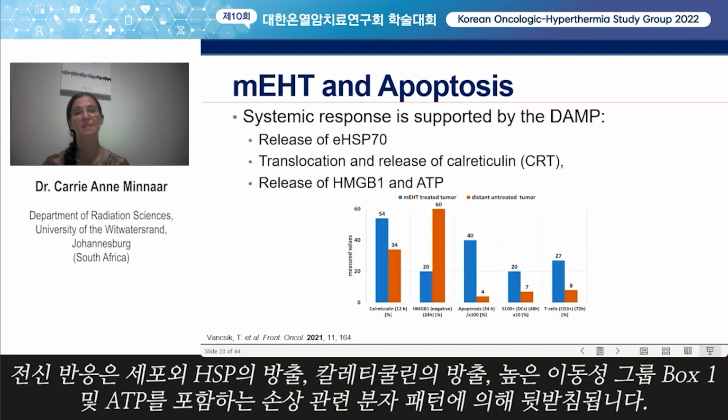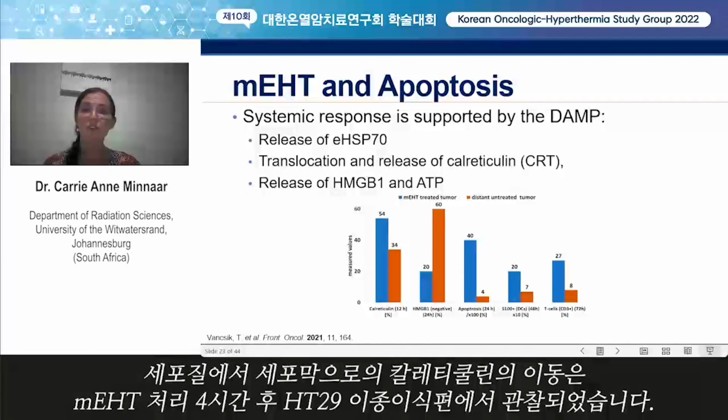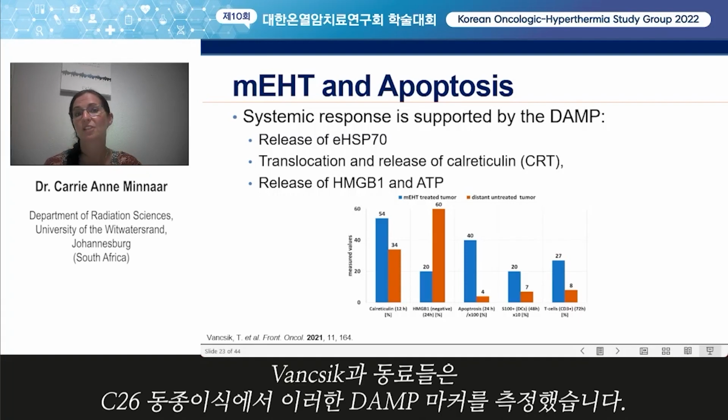Okay. The systemic response is supported by the damage-associated molecular patterns, which include the release of extracellular HSPs, the release of calreticulin, high mobility group box 1, and adenosine triphosphate. The translocation of calreticulin from the cytoplasm to the cell membrane was observed in the H29 xenografts 4 hours after treatment with MEHT. Vanchik and colleagues measured these markers of DAMP in C26 allografts.